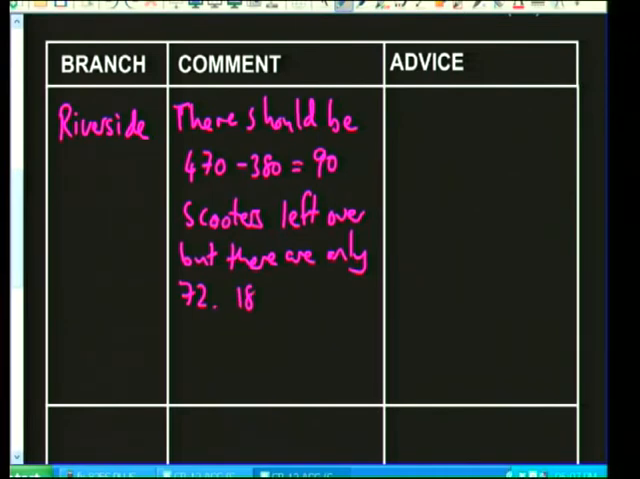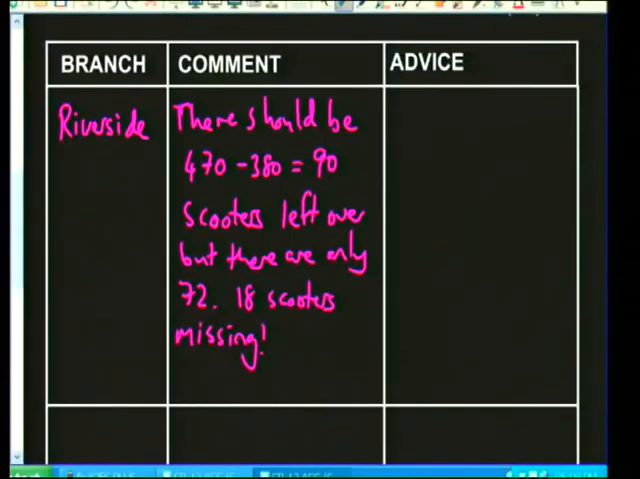It means that there are 18 scooters missing. Those scooters could have been lost, they could have been stolen, they could have been damaged, and there is a serious problem here because there are 18 scooters that are missing.